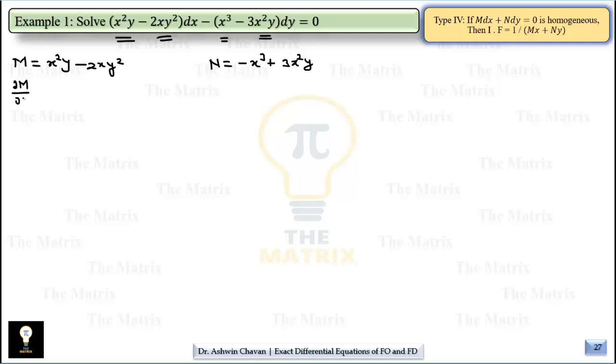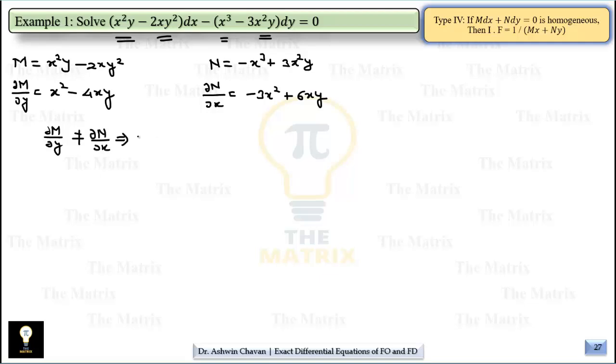Dou M by dou y is x square minus 4xy, whereas dou N by dou x is minus 3x square plus 6xy. You can easily see they are not equal. That's why dou M by dou y is not equal to dou N by dou x. It is non-exact. Therefore, we observe the type of differential equation.